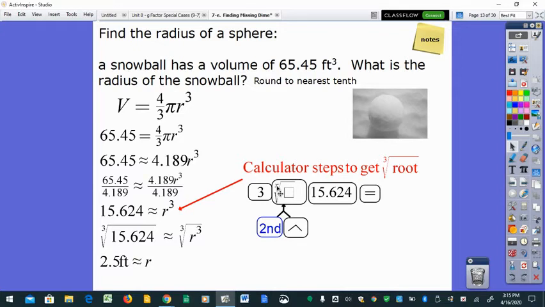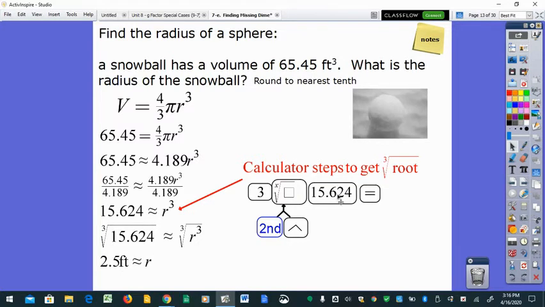So since I want the third root, I want to undo cubing, I would put a 3 in the calculator. I'd hit the second function and the root, and then I'd put the 15.624 in and hit equals, and I'll see 2.5, and the radius of the snowball would be about 2.5 feet. Going to be quite a big snowman there.